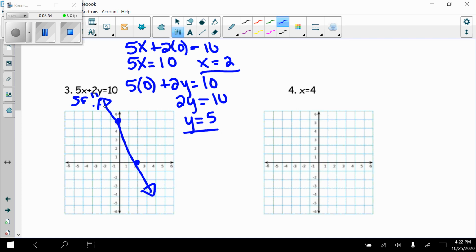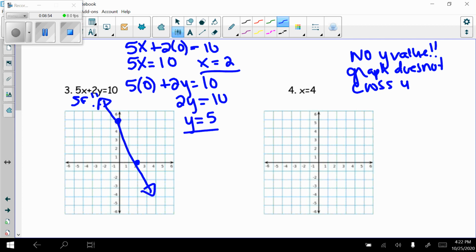Let's look at number 4. Number 4 says x equals 4. Notice I do not have a y. There is no y value, which means this graph does not cross the y-axis. Anytime I have an x equals some number, this is going to be a vertical line.